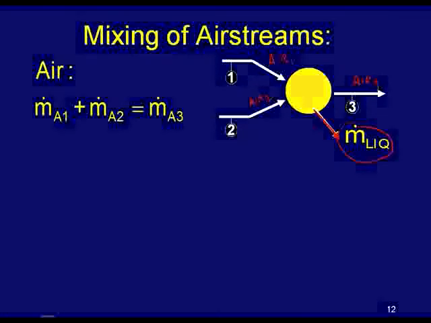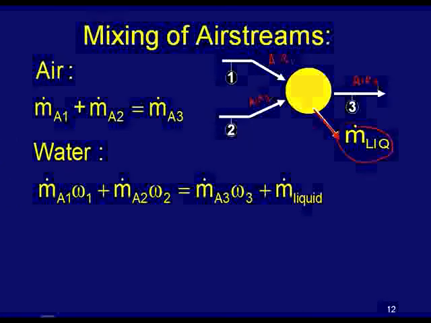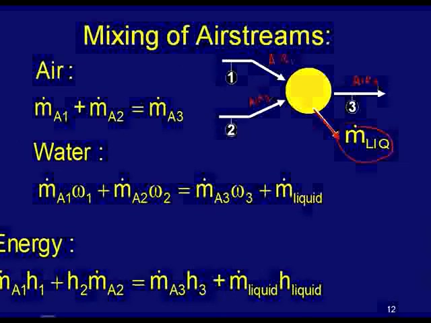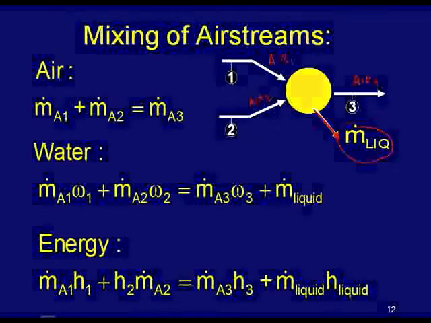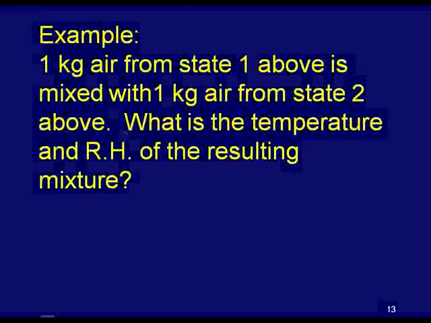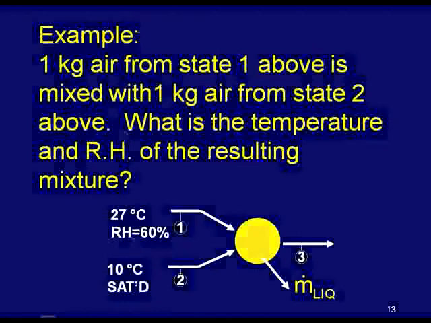First, we have the air balance, we have the water balance, and we have the energy balance. So it's fairly straightforward, very similar to what we did with the evaporator earlier. Let's take, for example, we'll mix 1 kilogram of air from state 1 above with 1 kilogram of air from state 2 for the problem we just solved. What's the temperature and humidity of the resulting mixture? So we have 27 degrees and 60%, and 10 degrees and saturated. What happens at state 3?